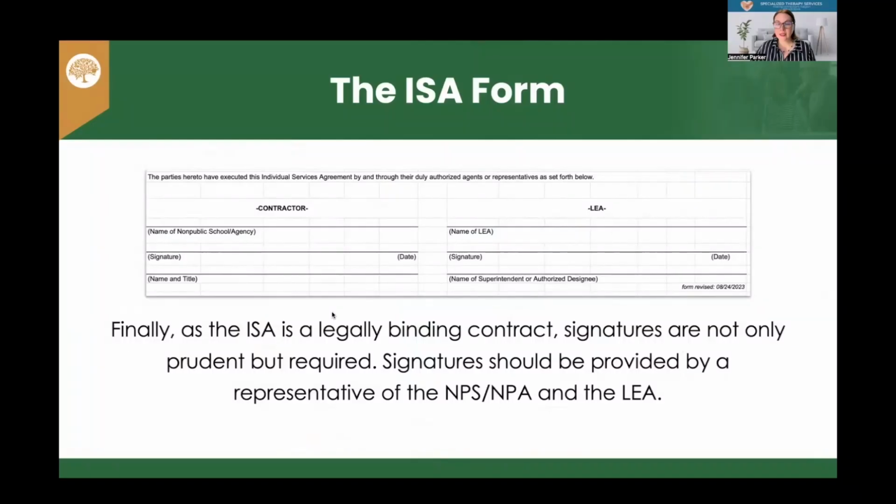Lastly, as the ISA is a legally binding contract, signatures are not only prudent but required. Signatures should be provided by a representative of the non-public school or agency and the LEA.